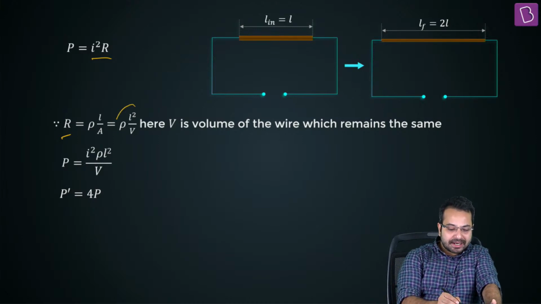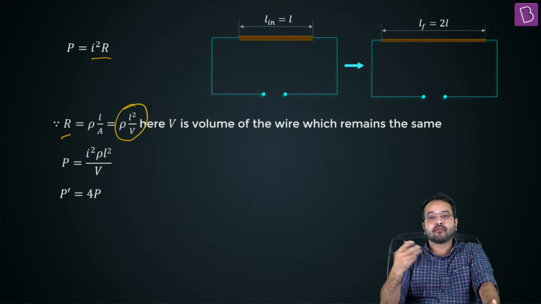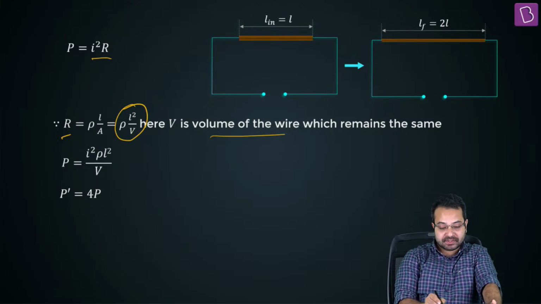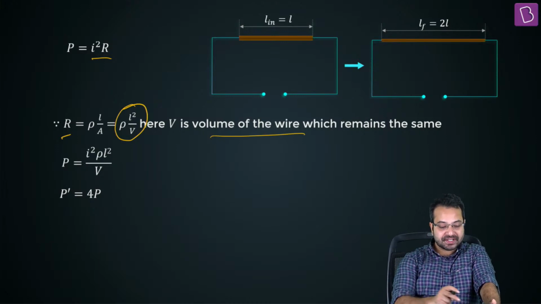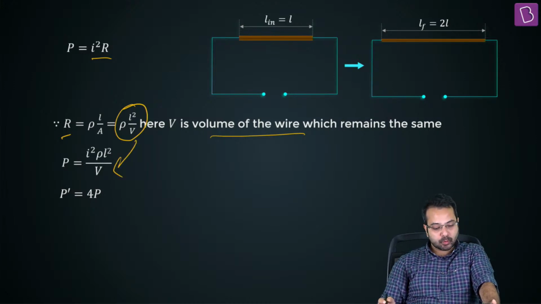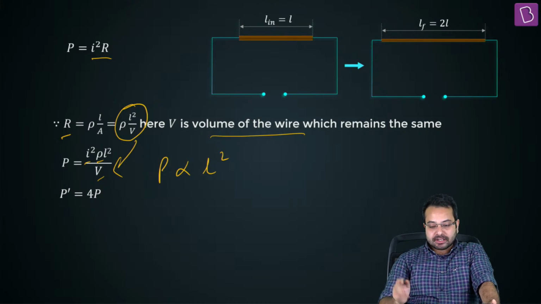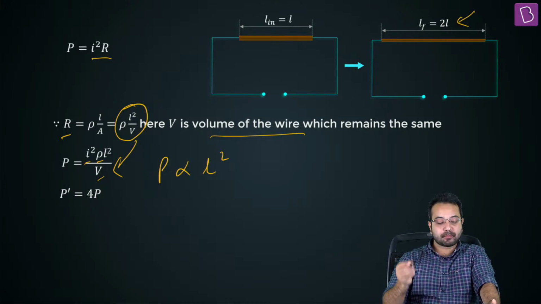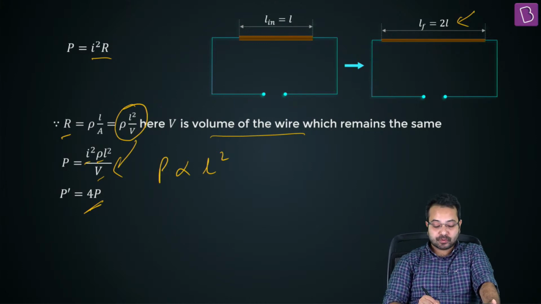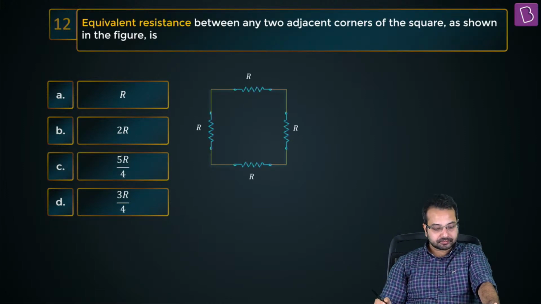When we multiply and divide by L, we are going to get rho L square upon A into L, and A into L is going to become volume. Now volume is not going to change, hence volume is a constant. So what do we see? We see that the resistance is going to be proportional to L square. And when we put it over here, we'll find that I is a constant, rho is a constant, which means power is proportional to L square. Now the length has become twice, which means the power is going to become 4 times, which means option C is going to be the correct option. Alright, perfect. Let's move forward.